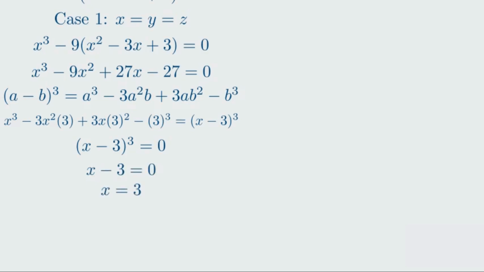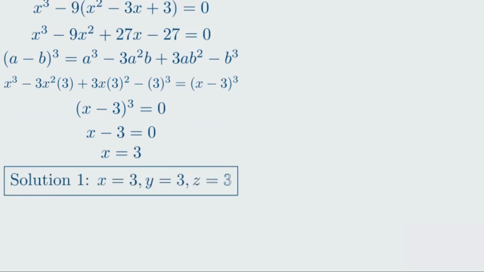x equals 3. This is a real number, so our assumption that x equals y equals z is valid for x equals 3. Therefore, we have found one solution to the system. x equals 3, y equals 3, and z equals 3. We've successfully completed our first objective of finding a potential solution.